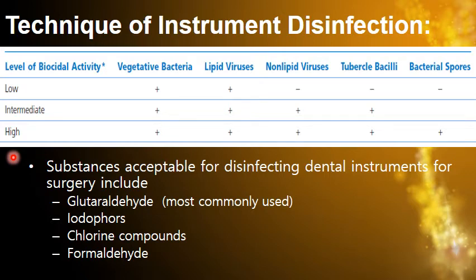What are the substances that are acceptable for dental instrument disinfection? It's glutaraldehyde, which is the most commonly used, iodophors, chlorine compounds, which is the hypochlorite, and formaldehyde. Alcohols are not suitable for general dental disinfection. Why? Because they evaporate rapidly. But we can use them in disinfection of local anesthesia cartridges if they need disinfection.